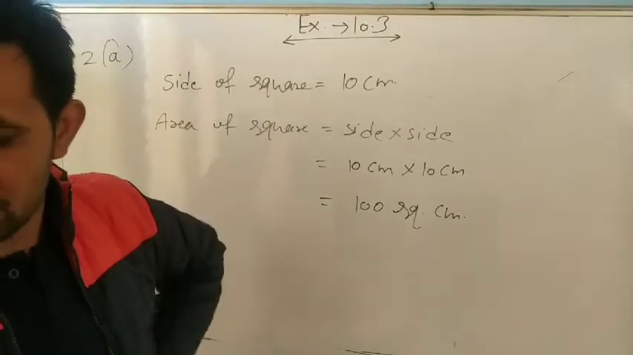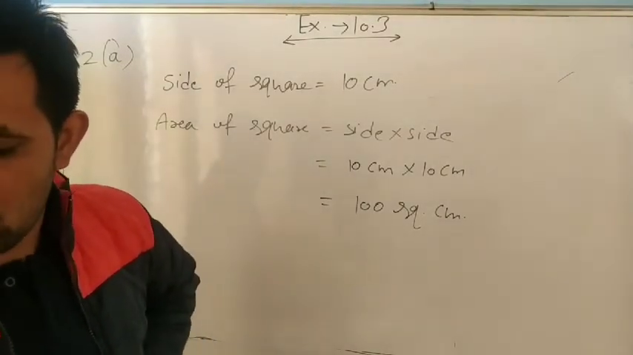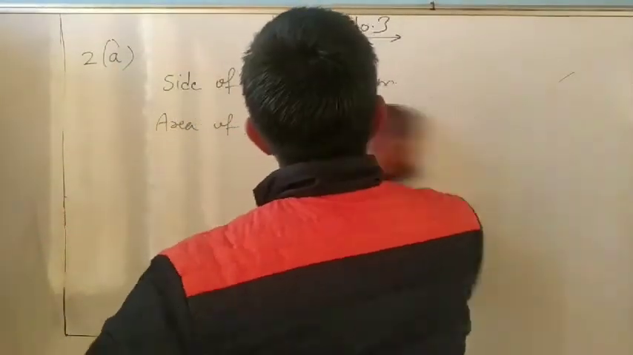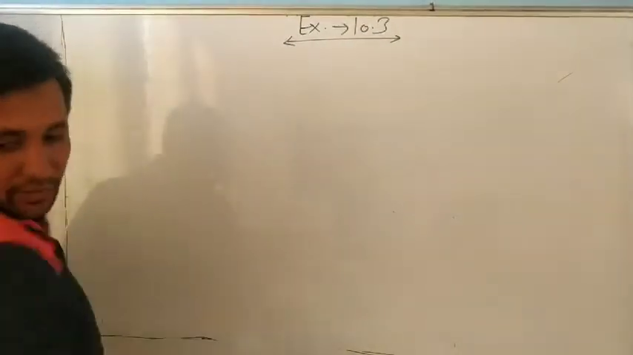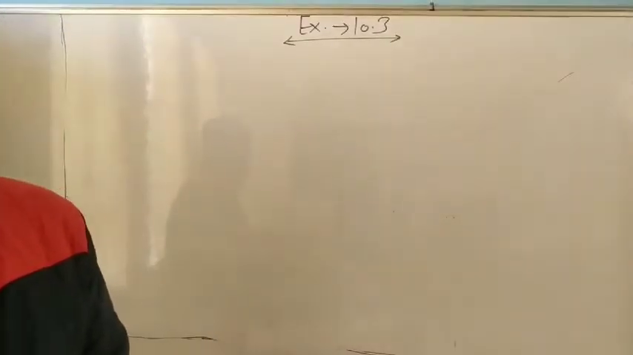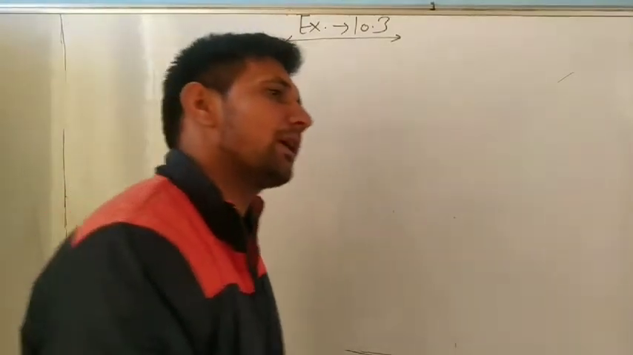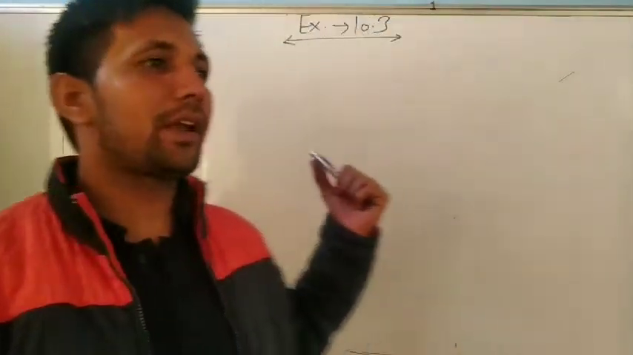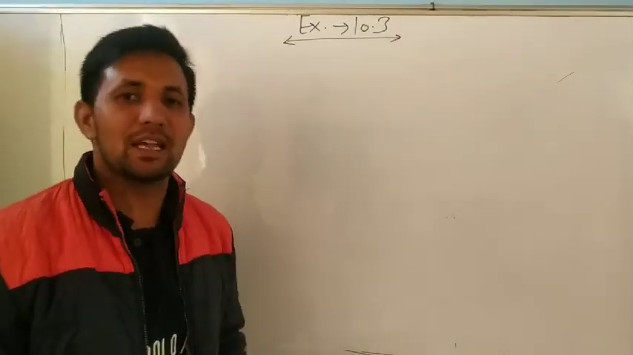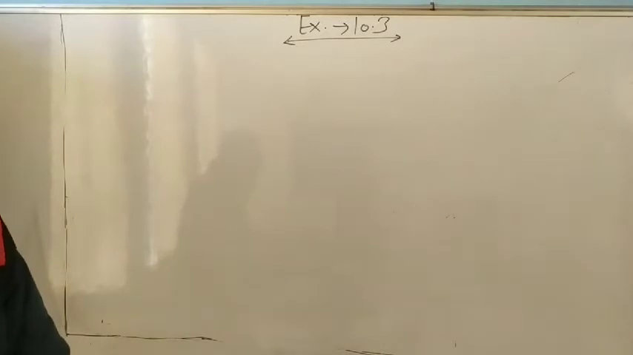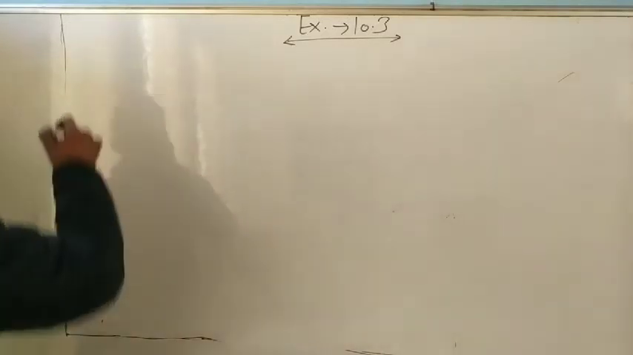Now question number 3. The length and breadth of the rectangles are given. So which one has the largest area, which one has the smallest area? Use the formula of area of rectangle and compare which one is larger, which one is smaller. Understand it? Next is question number 4.